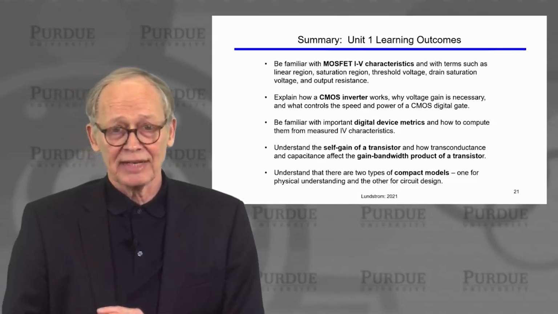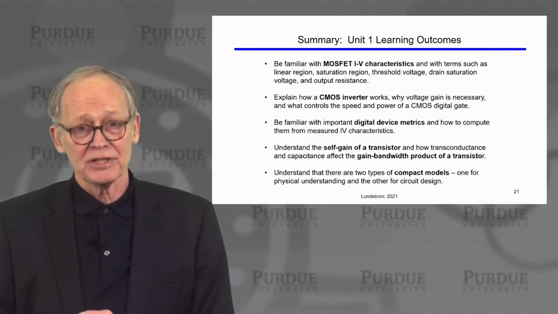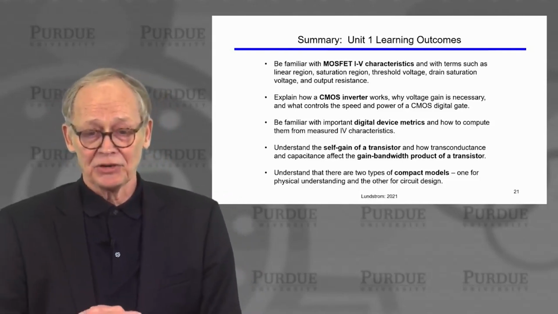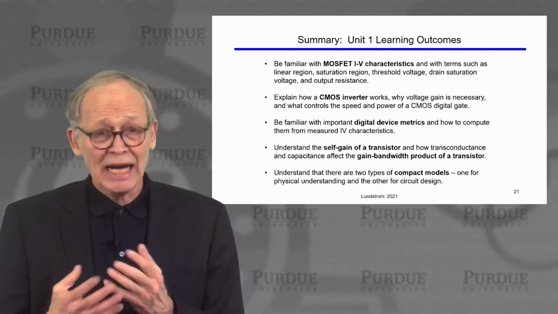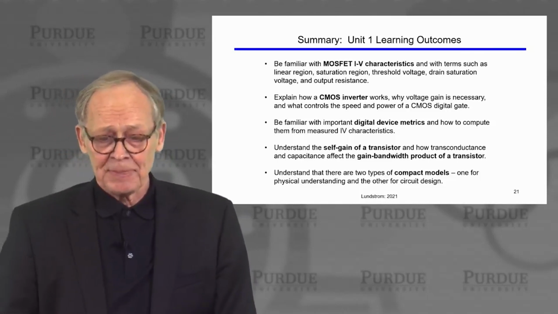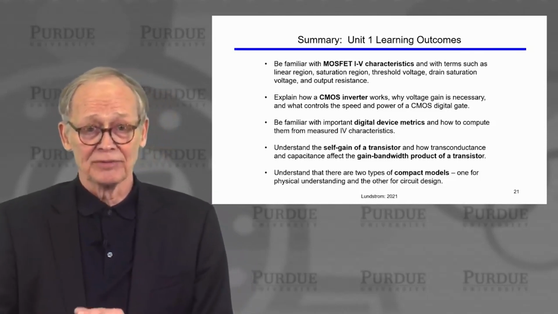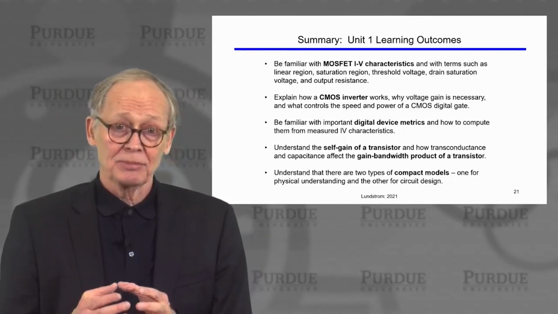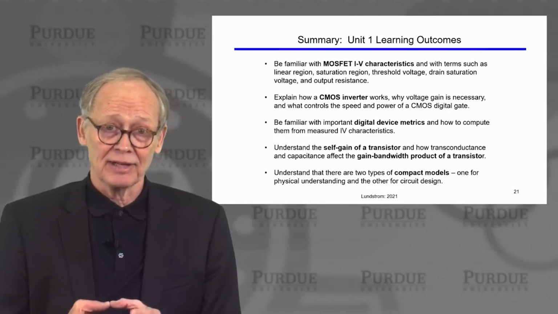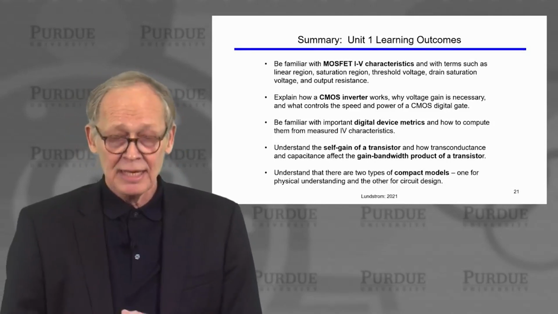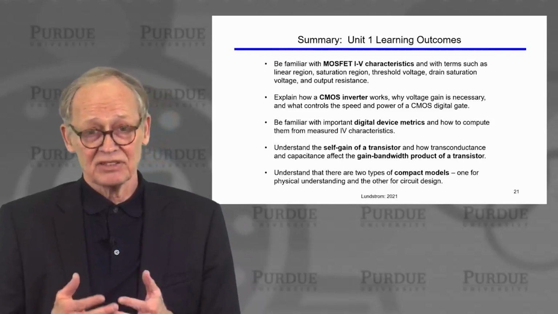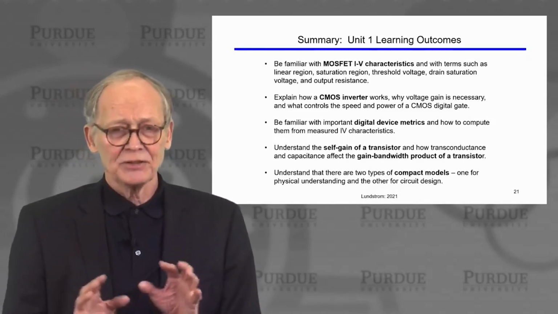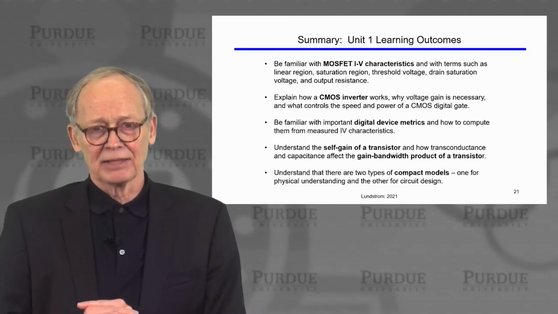Be familiar with the MOSFET IV characteristics and all of the terminology associated with them. Be familiar with how a basic CMOS inverter works, why voltage gain is required, what controls the speed and the power of a digital circuit. Be familiar with some key device metrics that are important for digital electronics. Be familiar with just the two key device metrics that are important for analog circuits. And understand that there are two different kinds of compact models.